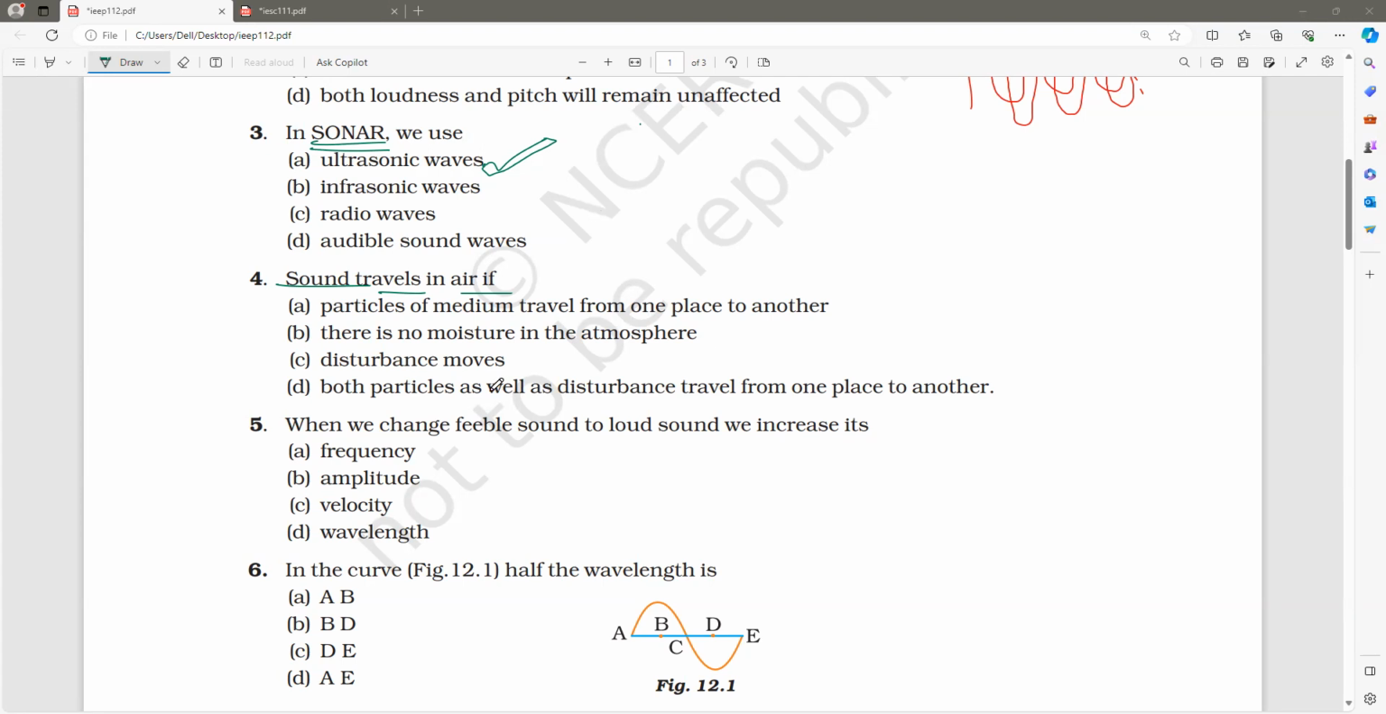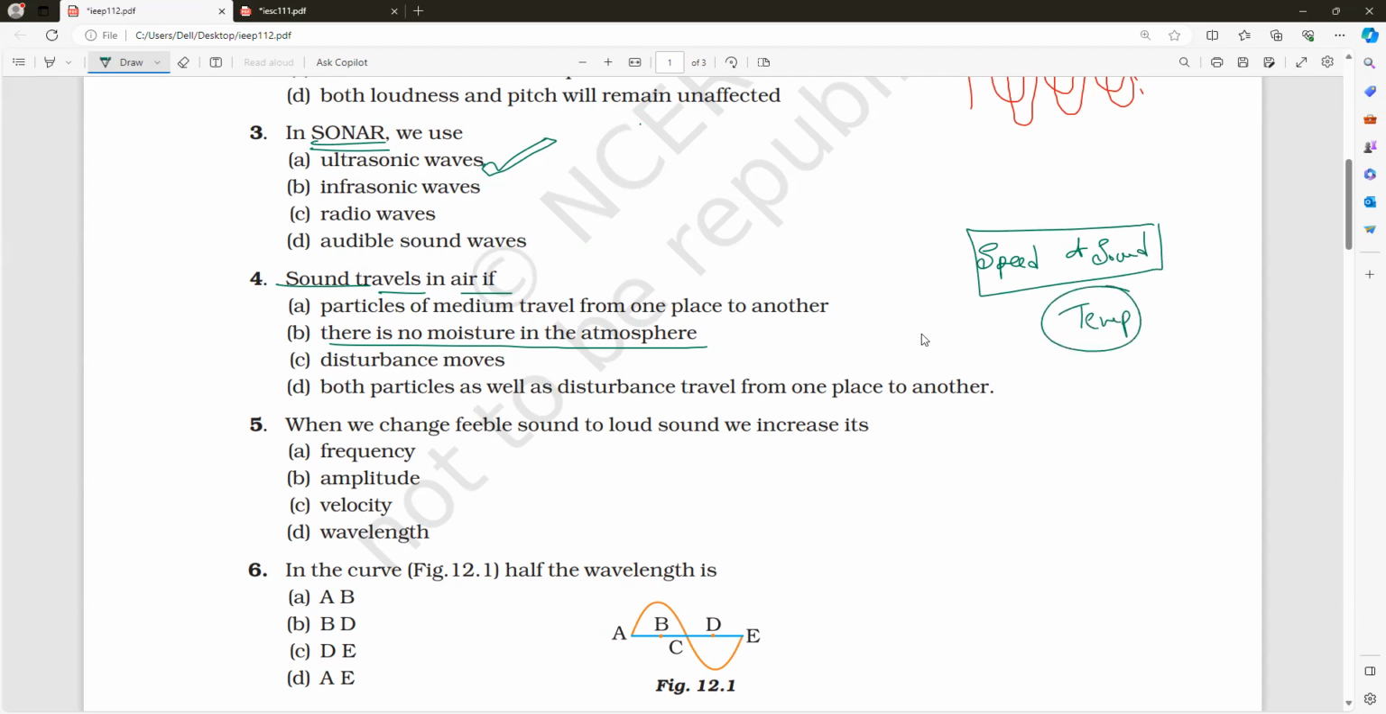Next, what will happen? The first one is not it. Fourth one. Second one, there is no moisture in the atmosphere. Does moisture matter? Moisture does not matter. But the speed of sound depends on something else. Anybody can tell? Sanjay, I want a response. Temperature. So the temperature of a medium will affect the speed.